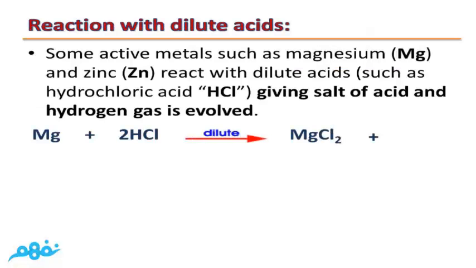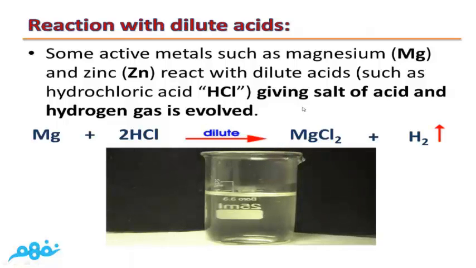Some active metals, such as magnesium and zinc, react with dilute acids, such as hydrochloric acid, HCl, giving salt of acid, and hydrogen gas is evolved. Mg plus 2HCl diluted: the salt of acid, which is magnesium chloride, is formed and hydrogen gas is evolved, as we can see from this video.